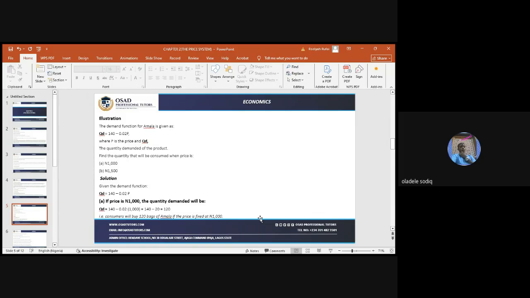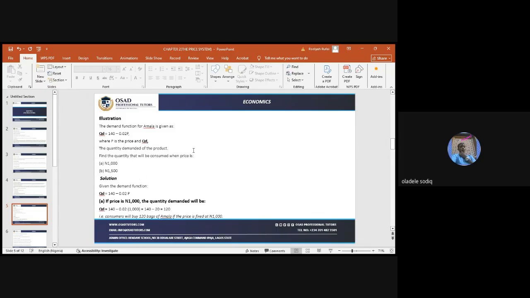So look at this illustration. The demand function for amala is given as QD equals 140 minus 0.02p. Don't forget that your P represents price, while your QD represents quantity demanded. So the quantity demanded of the product, QD, please take note again.